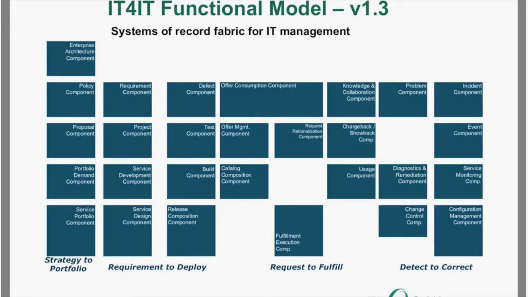This is an architecture reference model. And what we're trying to identify at this level is what are the capabilities that the systems need in order to fulfill that operating model and the interactions among them. So again, you see a fairly full set here, and you can see that they are mapped to the various phases in the value chain: strategy, portfolio, requirement to deploy, request to fulfill, detect to correct. So what are the capabilities you need from an IT perspective in order to deliver each one of those?